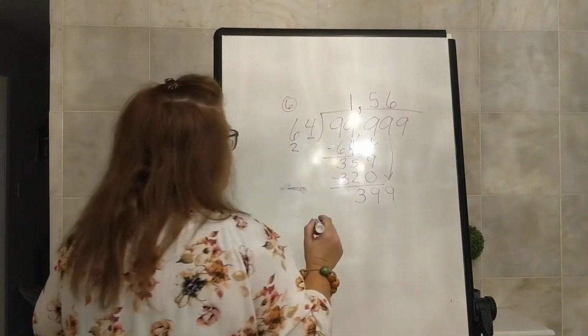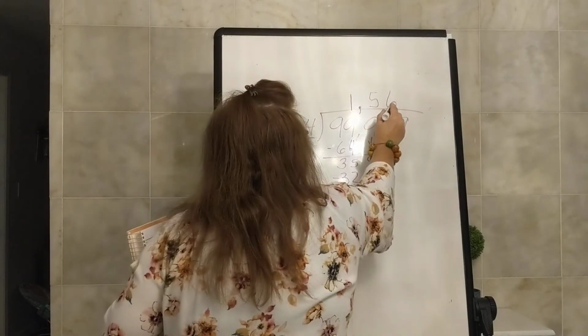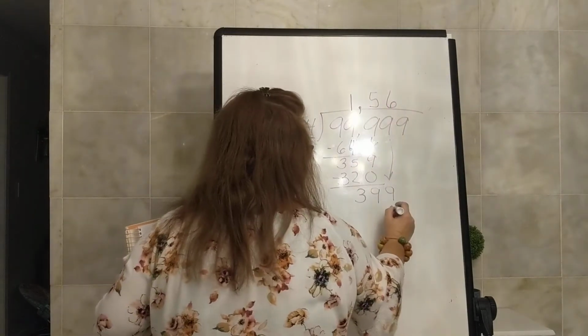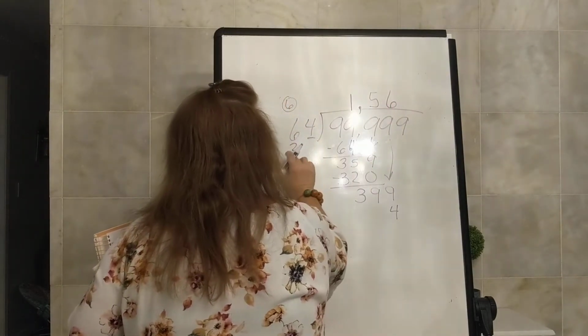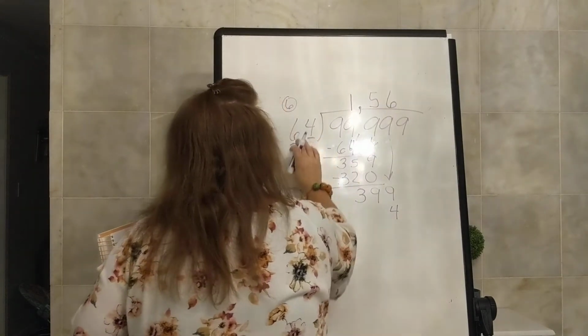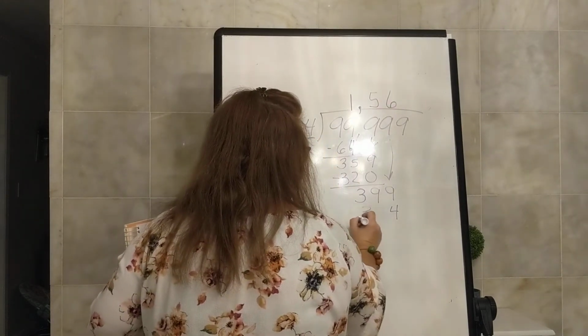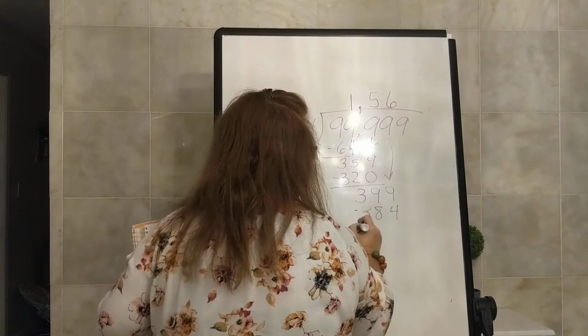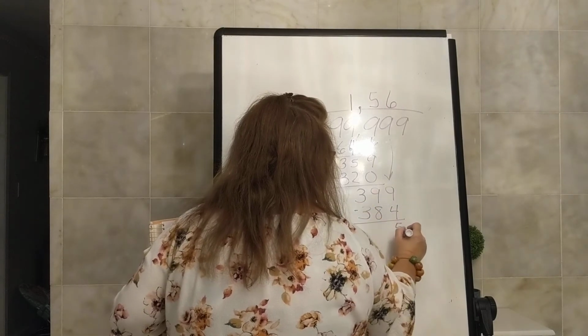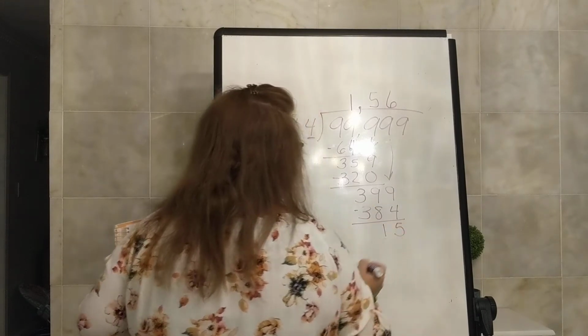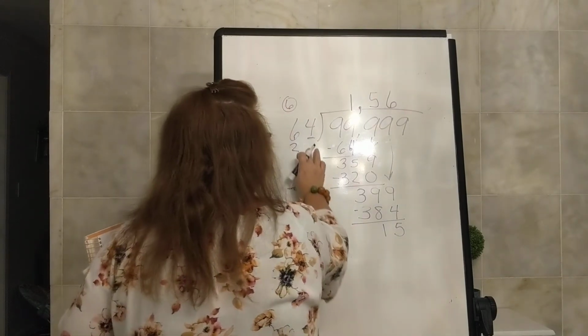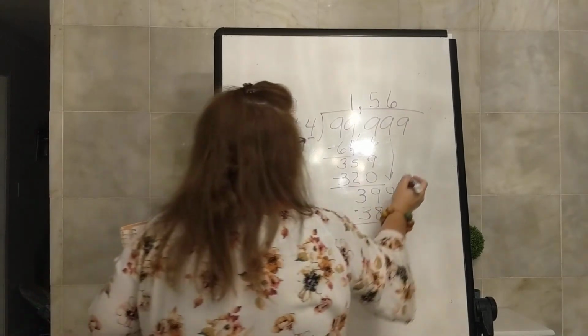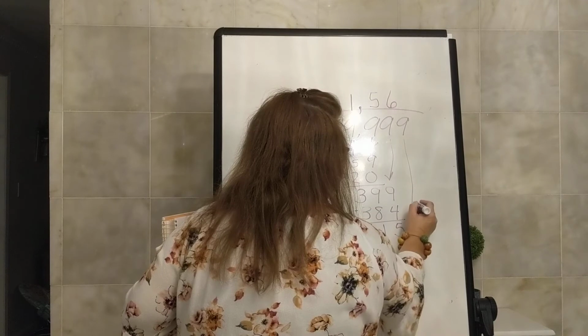Put my 6 above the next 9. Multiply. 6 times 4 is 24. Put 4 down. Carry the 2. There's already a 2 there. 6 times 6 is 36. Plus that 2 is 38. We're ready to subtract. 9 minus 4 is 5. 9 minus 8 is 1. Is 15 smaller than our divisor 64? It is. So we bring down our last 9.